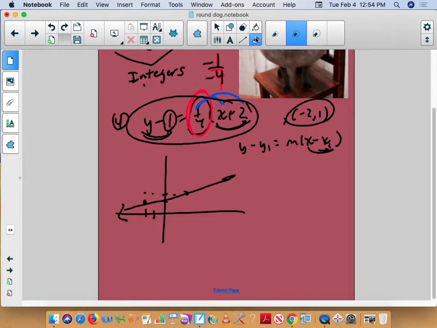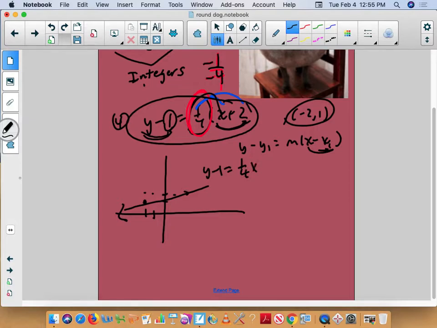Then if I want to get it into y-intercept form, slope-intercept form, I'm going to distribute. y minus 1 equals 1/4 x plus 1/2, which is 2/4. I'm going to add 1, and I got a common denominator. Or if you want to, you could call that 1/2. I don't care. Or you could get a common denominator and call it 3/2. You can call it 1.5. I don't care.